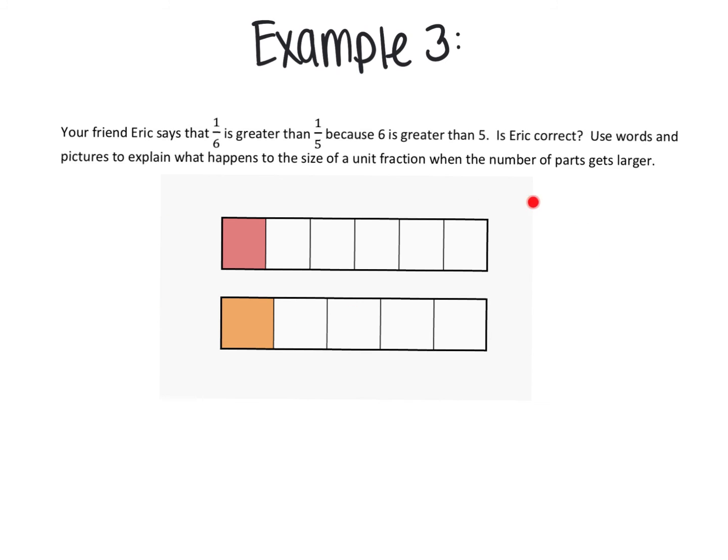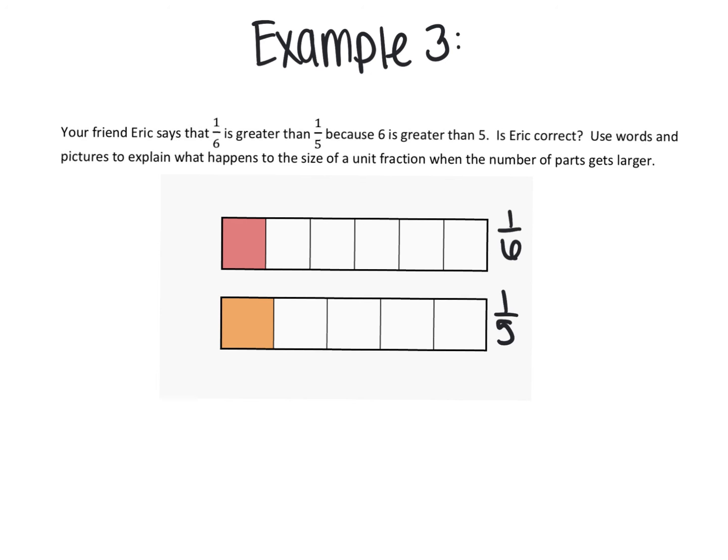This top strip diagram represents 1/6 because there is 1 equal part, each sized 1/6 of the whole, and you can tell this because it has 6 parts. The bottom strip diagram represents 1/5 because there is 1 shaded in part, each sized 1/5 of the whole. If you compare the two strip diagrams, you can see that 1/6 has a larger number of parts than 1/5. But even though it has a larger number of parts, these parts are smaller. And you can see this because it has less area of the whole shaded in.